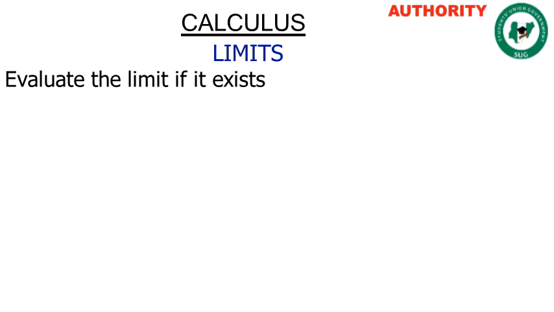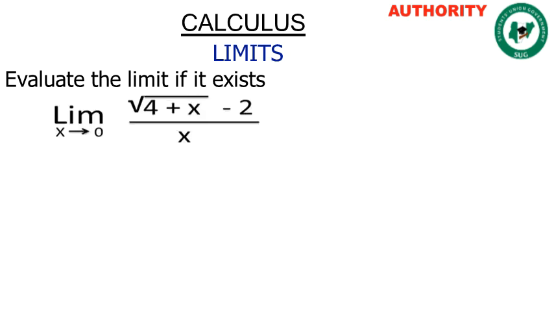Alright, now let's see what we have for today. This question says evaluate the limit if it exists. Lim as x approaches 0, square root of 4 plus x minus 2 all over x. Okay, this is what we are asked to solve. Now let's plug in 0 wherever we see x. Then let's see what our result will be.